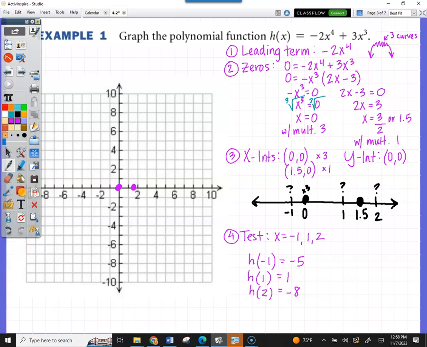So what you just found are 3 new points. I'm going to just draw one big arrow to say that if you don't recognize those as points in this notation, then change it to this notation. So when you go to graph, you know what the graph has to pass through. Those are your extra points. So I'm going to put them on my graph. I got -1, -5, 1, 1, 2, -8.